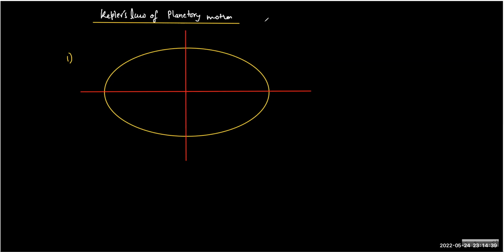So we assume that every planet, let's say the Earth, is moving on an elliptical path, and the Sun is located at one of its foci.